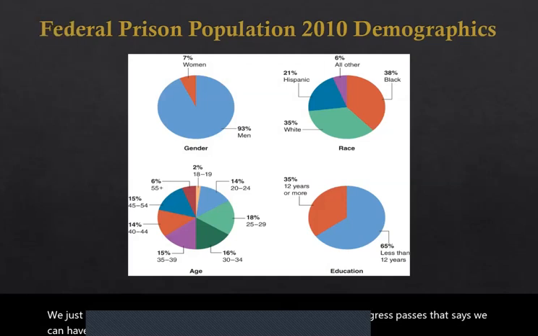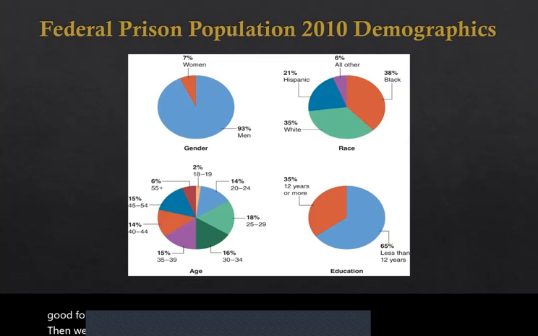So if we look at the federal prison population demographics, this is 2010. 93% of all federal prisoners are men, 7% are women. Race: 35% are white, 38% are black, 21% are Hispanic, and 6% account for all others. So if you're men and black, it's not looking good for you. Then we look at age.